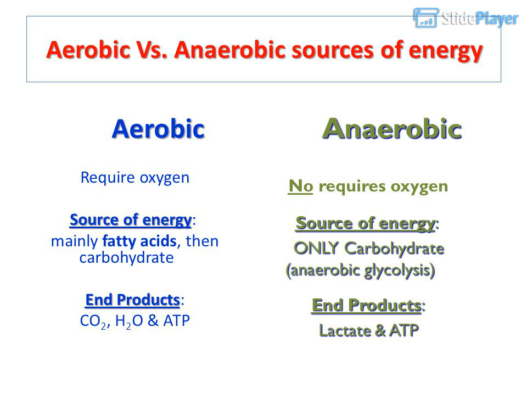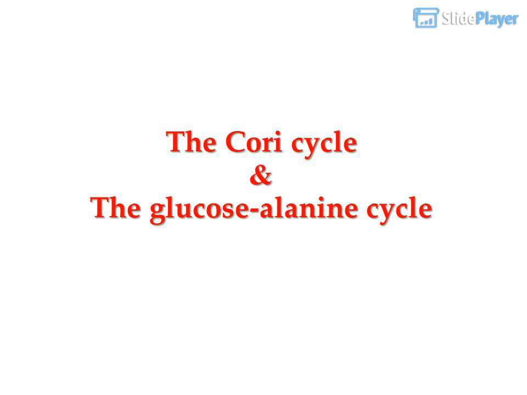Aerobic versus anaerobic sources of energy. Anaerobic: no oxygen required. Source of energy: only carbohydrate, anaerobic glycolysis. End products: lactate and ATP. Aerobic: requires oxygen. Source of energy: mainly fatty acids, then carbohydrate. End products: CO2, H2O and ATP. The Cori cycle and the glucose-alanine cycle.